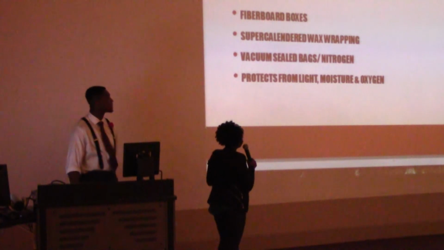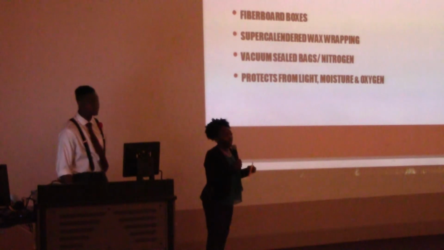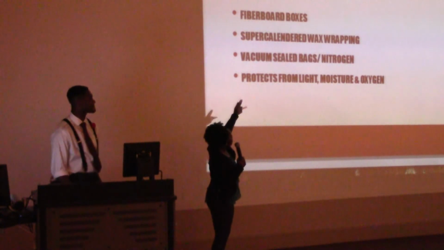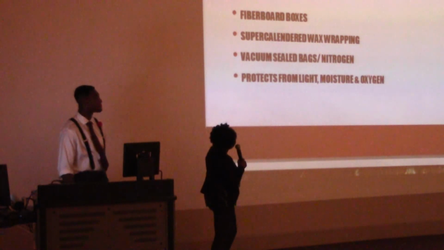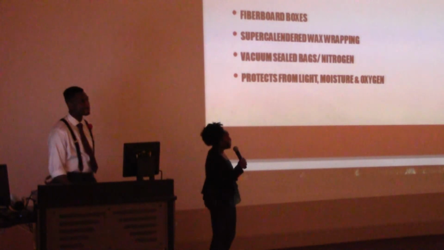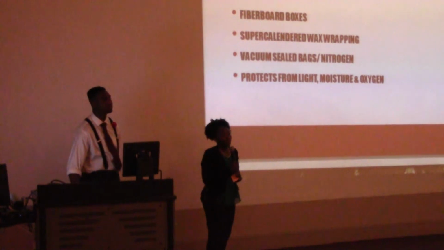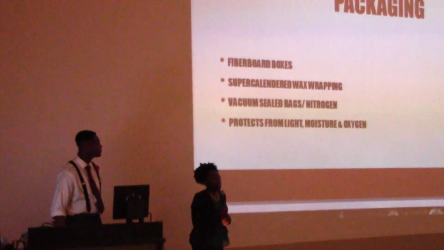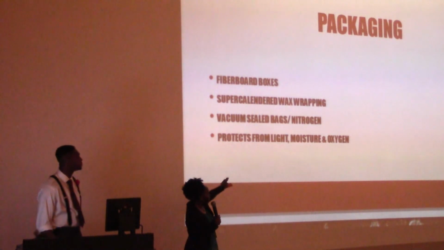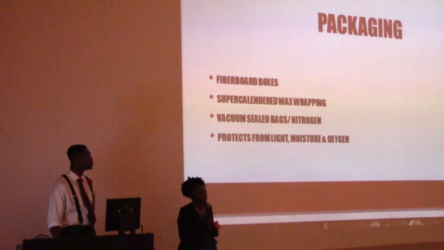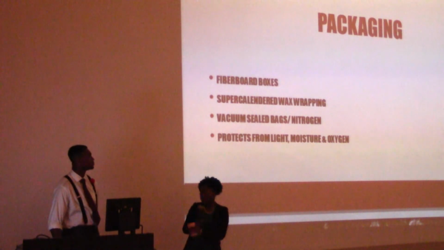And here are some packaging materials. When you package and you're done, you have your finished product. They use fiberboard boxes, and they use supercalendered wax wrapping, and they vacuum seal them under nitrogen because the oxygen can cause oxidation, and it'll cause off flavors inside of your cereal. Also, these types of packaging protect from light, moisture, and oxygen, which can contribute to rancidity and off flavors and loss of sensory attributes.